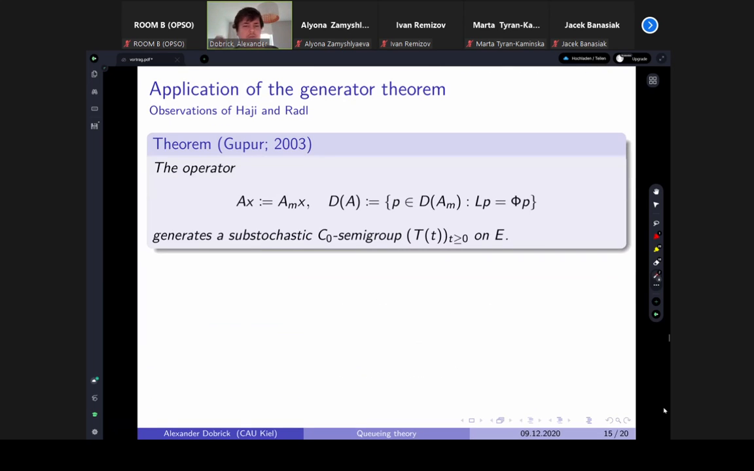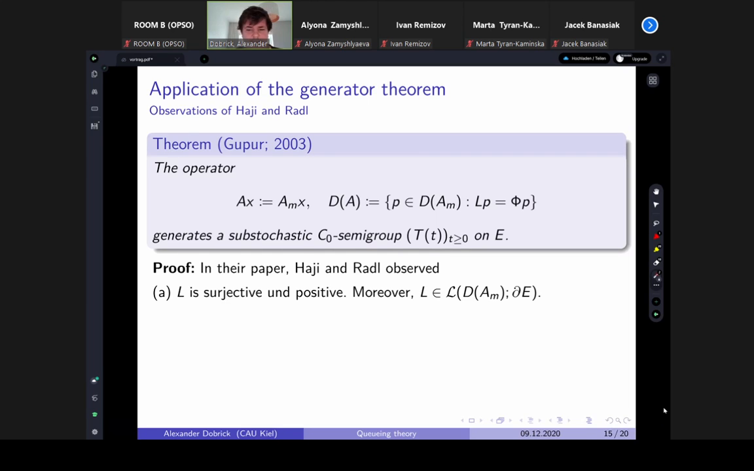And then Gupur proved in 2003 that the operator A, basically written down in this form, generates a substochastic semigroup, basically by calculating everything by hand. But we can use the generation theorem of Kaminska and Gwiszcz just to show that this operator generates a substochastic semigroup on the space E.